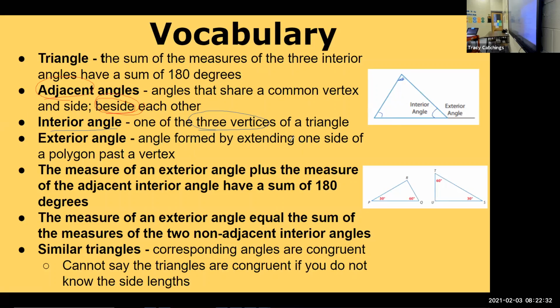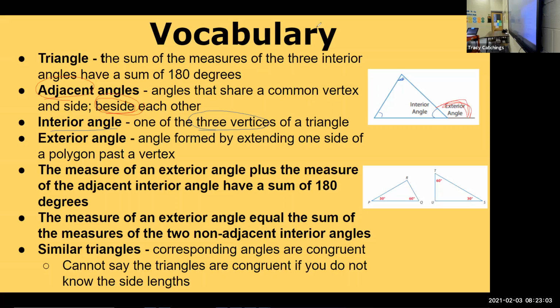All right, someone tell us about an exterior angle. An angle formed by extending one side of a polygon past a vertex. Good job. So anytime we extend a side beyond the end of that triangle, it's considered an exterior angle, as you see in the corner. It's on the outside, meaning exterior, outside; interior, inside. Those are words from ELA that we should recall from many years ago.